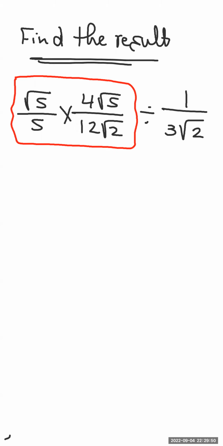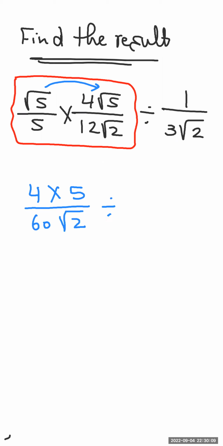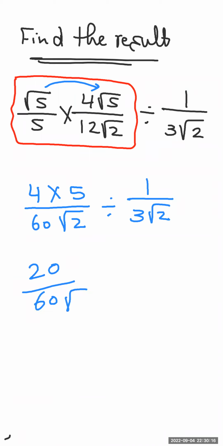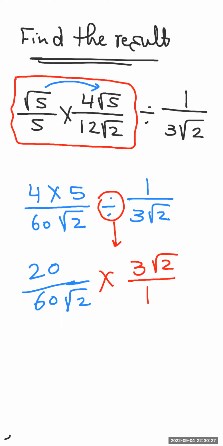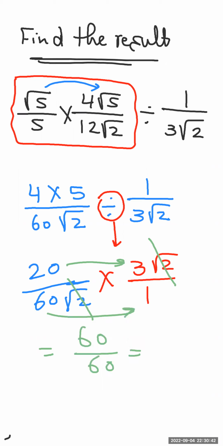Numerator times numerator, like fractions exactly. So 4 times square root of 5 times square root of 5 means 4 times 5, which is 20. Over 5 times 12, it's 60 square root of 2, divided by 1 over 3 square root of 2. So it's 20 over 60 square root of 2. Now, the division process: change the division into multiplication. Flip the number: 3 square root of 2 over 1. Now multiply. Simply, guys, there is a square root of 2 here and here, so we can simplify both of them. Now the question will equal 60 over 60, which equals 1. I'm done.